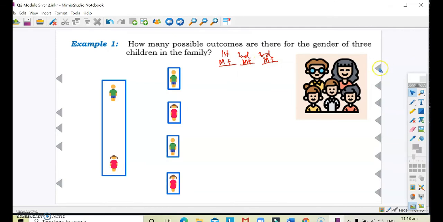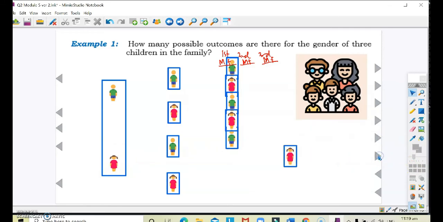With the third child, we know that if the first is male and the second is male, 2 possibilities will happen. The third can be male or female. And also, if the first is male and the second is female, again, the third could be male or female. The same thing goes if the first child is female and the second is male, then the third could be male or female. And last, if the first child is female and the second child is also female, the third child can be male or another female.